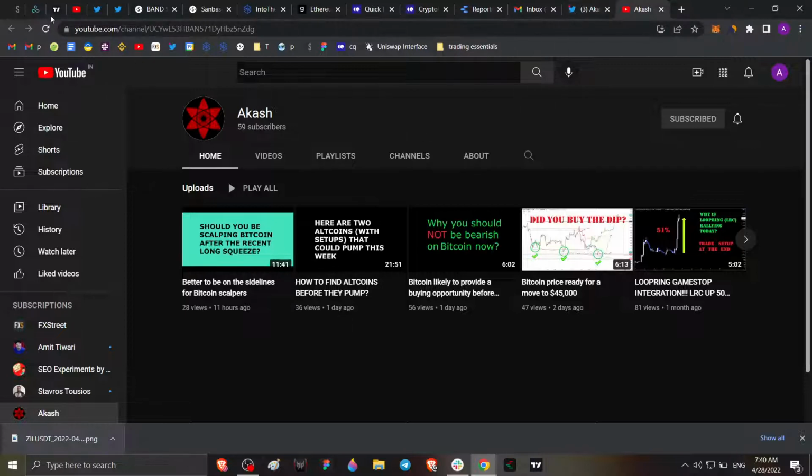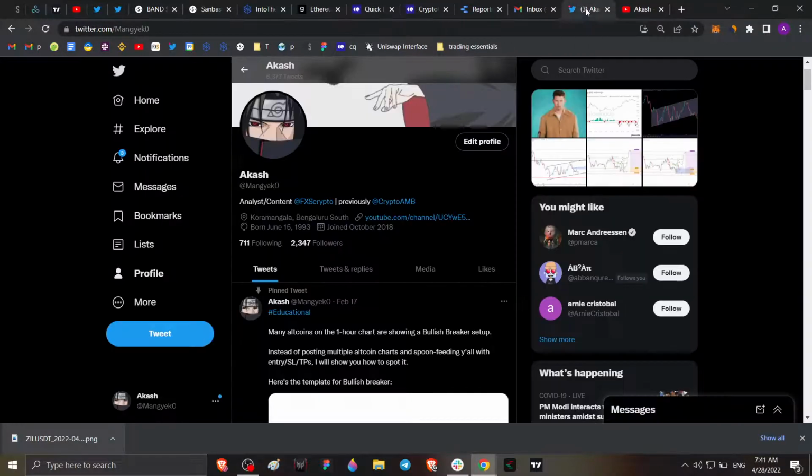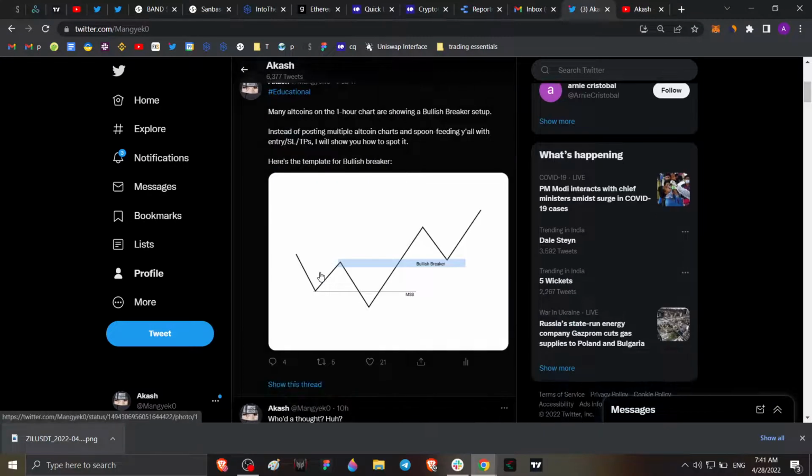Right, so let's talk about Zilliqa, right? Things are looking pretty interesting here for Zilliqa, and I feel like there's a massive crash coming here where Zilliqa could go down to 0.050, right? And the reason why I believe that's gonna happen is because of the setup known as breakers, right?